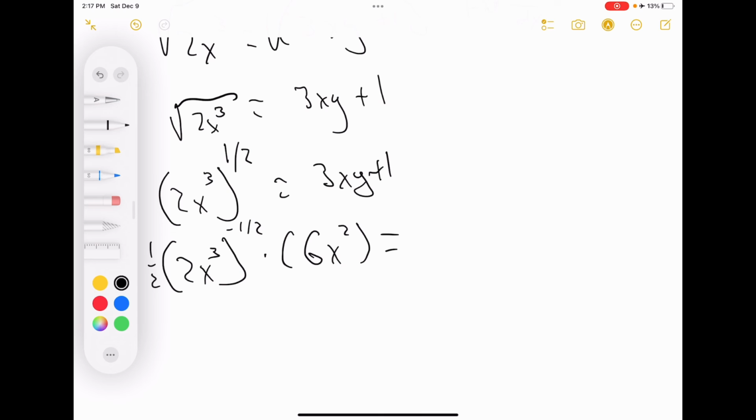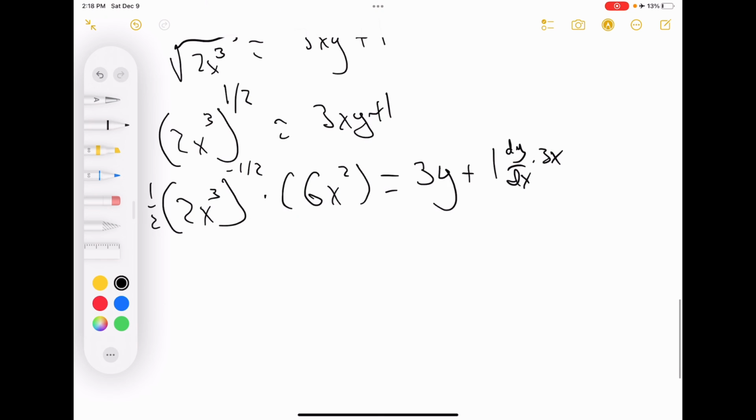Now let's do the right side. Derivative of 3xy plus 1. So 3xy, that's going to be product rule. Derivative of the first with the second. So derivative of 3x is 3 times y. Plus the derivative of the second with the first. Derivative of y is 1 dy dx, with the first, so times 3x. Derivative of 1 is 0. Now let's just solve for dy dx.